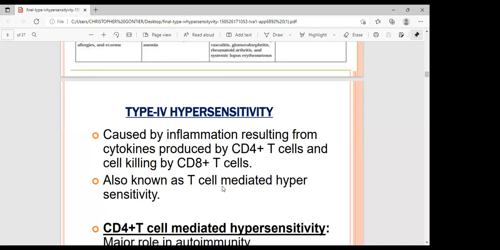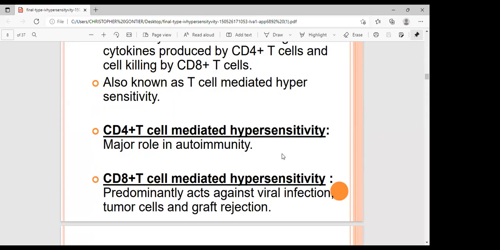Now, in contrast to types 1 and 2, in type 1 we had Th2 helper lymphocyte involvement. We had the B cells, we had effectively at the end mast cells and basophils. But here we have literally a cell-mediated immune response, as opposed to humoral in type 1 and type 2. So again, CD4 plus T cells mediate hypersensitivity, with a major role in autoimmunity, which will be discussed later. And CD8 plus T cell mediated hypersensitivity is predominantly against viral infection or endogenous antigens, tumor cells, and graft rejection.